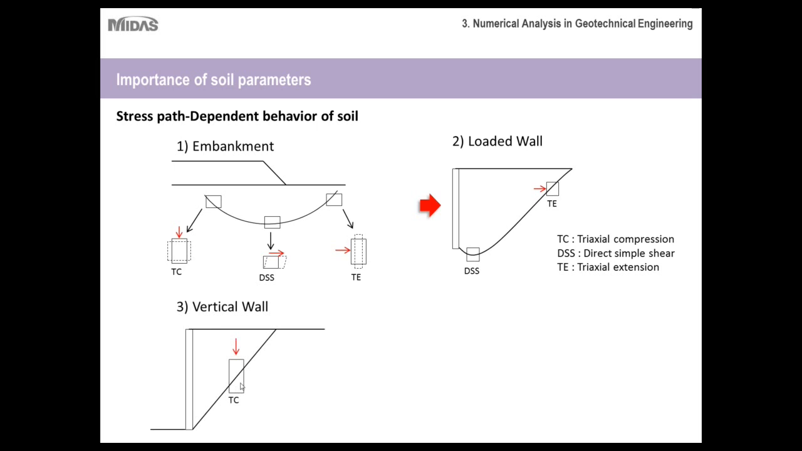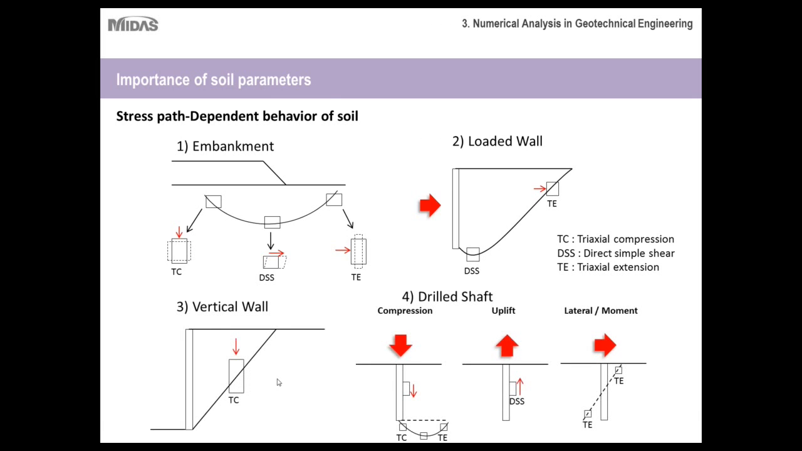Vertical walls are fairly simple. You can do the triaxial compression test. But then for drilled shafts, once again, that same principle applies. So you'd need, depending on how the load's being applied, whether it's axial, whether it's pulling up as an uplift, or it's lateral, a different combination of these tests to really get an analysis of the soil that you could be confident with.